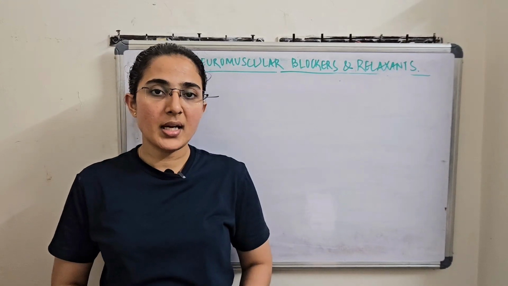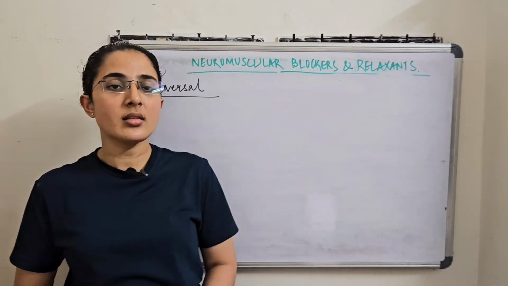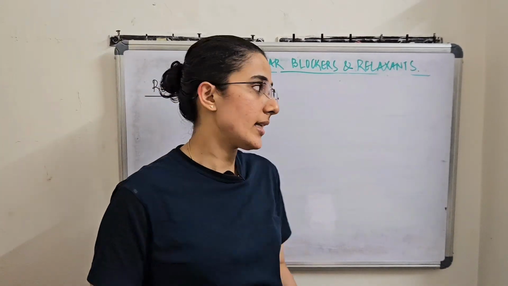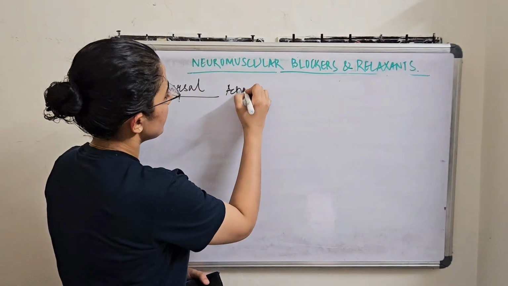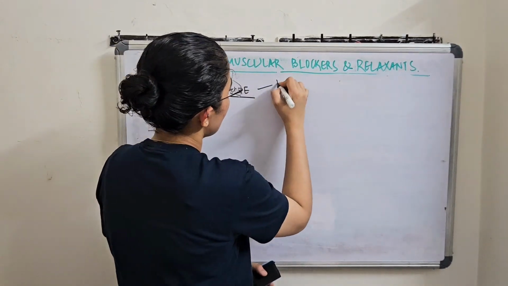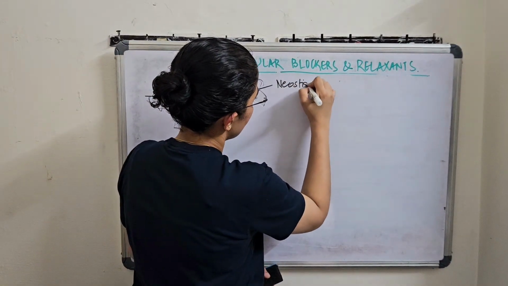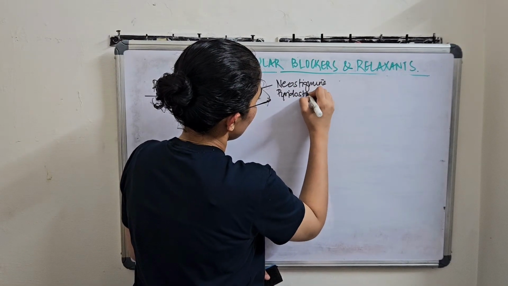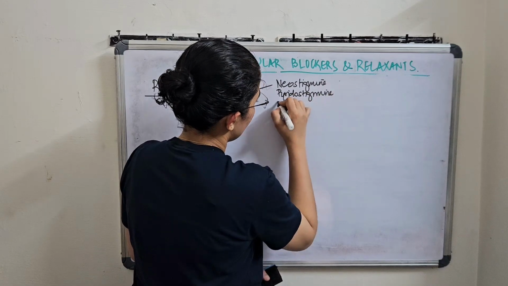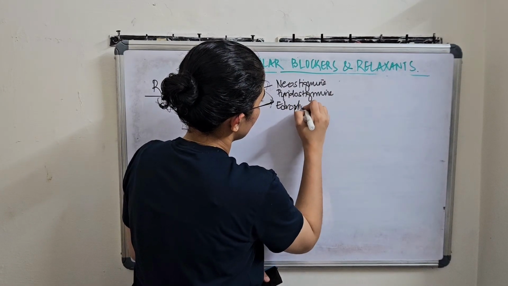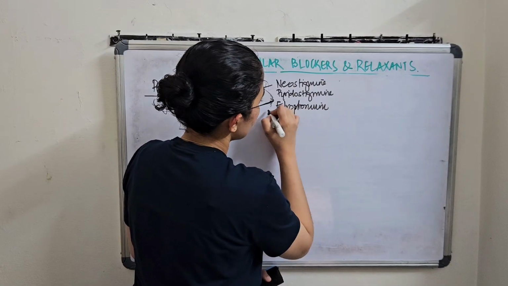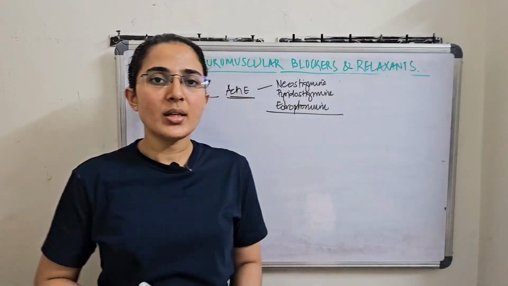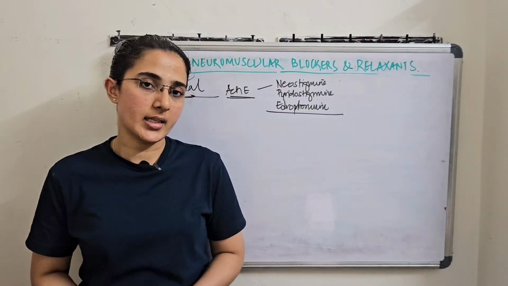So apart from all this, we will come to reversal agents. We have the conventional reversal agents, like our acetylcholinesterase inhibitors. So these are basically acetylcholinesterase inhibitors. We have neostigmine, right? We have pyridostigmine, and we have edrophonium. Okay. So these are the agents that are present as conventional acetylcholinesterase inhibitors. And we know the unconventional one, that is Sugammadex.